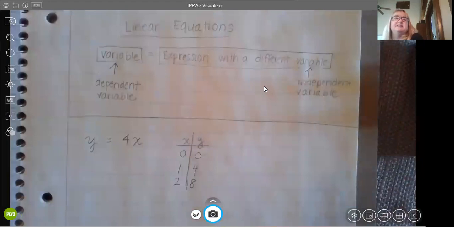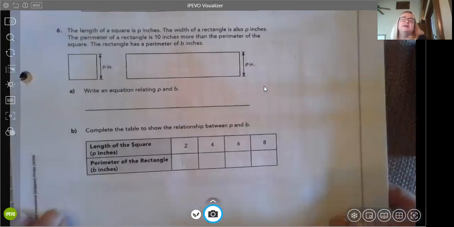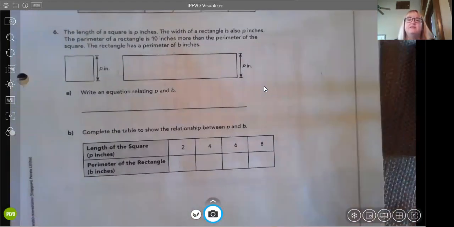Skip 5 and do number 6. The length of a square is P inches. The width of a rectangle is also P inches. The perimeter of the rectangle is 10 inches more than the perimeter of the square. The rectangle has a perimeter of B inches.